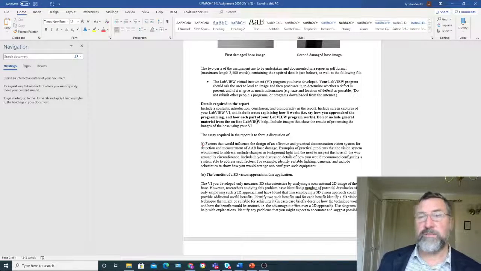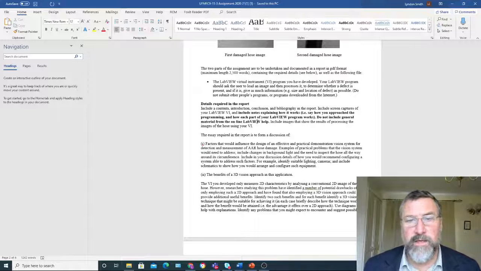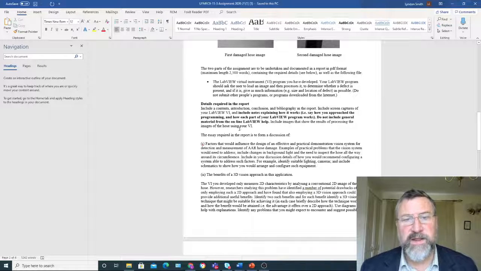I don't want a load of stuff from LabVIEW help. It's just wasting everybody's time, isn't it, really? And include images that show results of processing the images of the hose using your VI. And then an essay in addition to that.